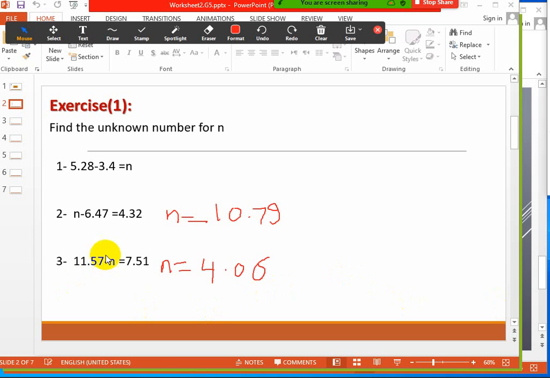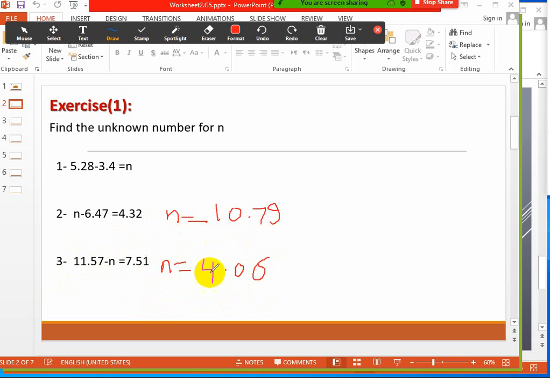Why do we subtract? Because I want to take the unknown number from 11.57 to find 7.51. That means I will subtract this unknown number from the whole number. I told you in this lesson, when the unknown number is the number that you want to subtract from the whole number, to find the unknown number you have to subtract the answer from the whole number. Okay?